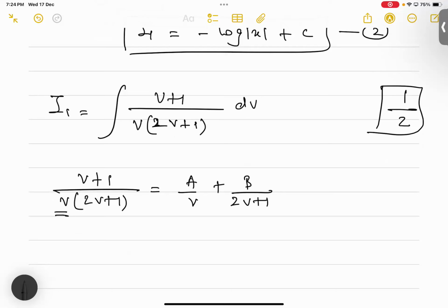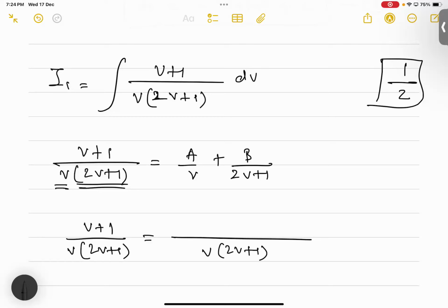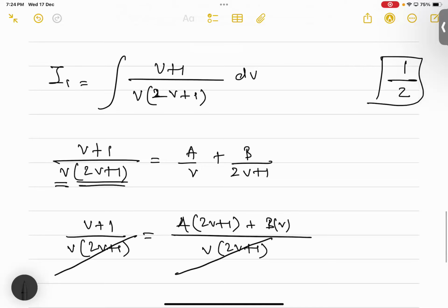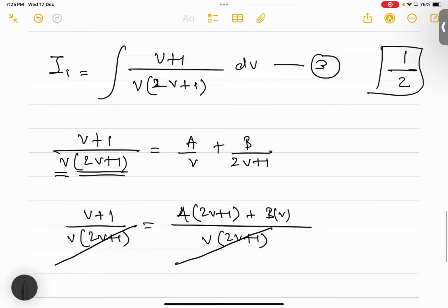Why is this linear, guys? Why is V linear? V's power is 1. Why is this linear? V's power is 1. So V plus 1, V, 2V plus 1, take LCM. A into 2V plus 1, B into V. After taking LCM, we are going to cancel this out. We have to number these equations very clearly. 3, 4, and 5. After cancelling, we'll get equation number 5.